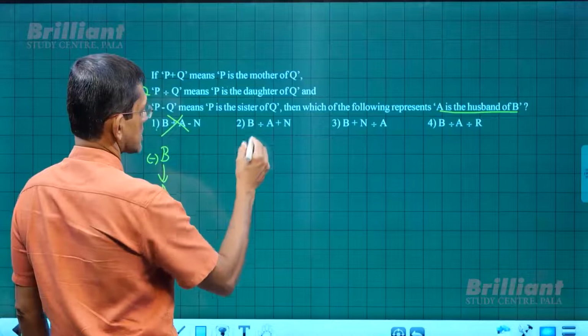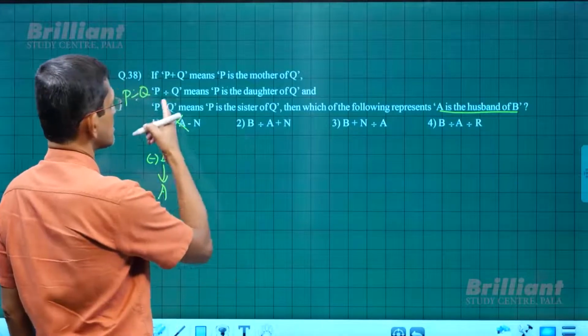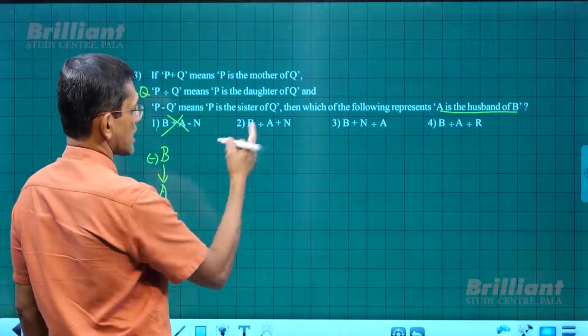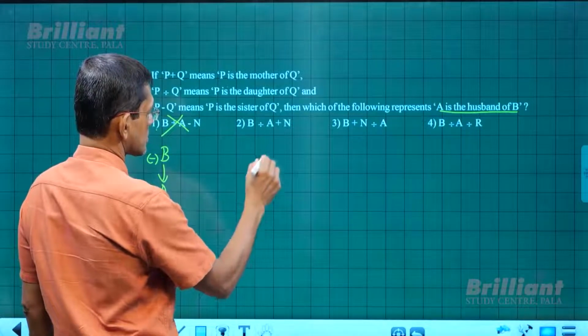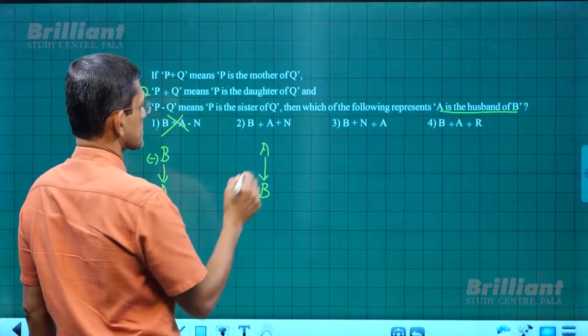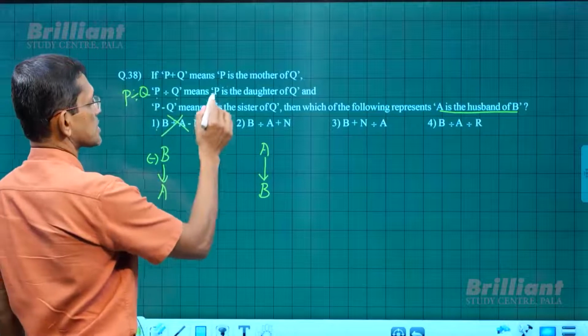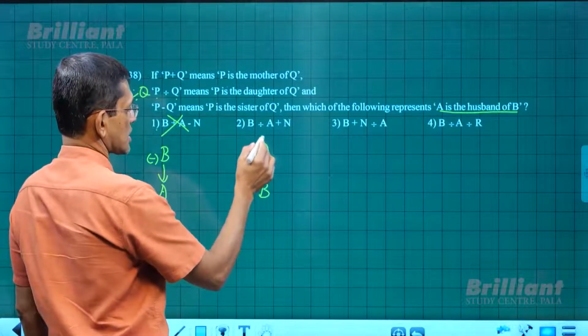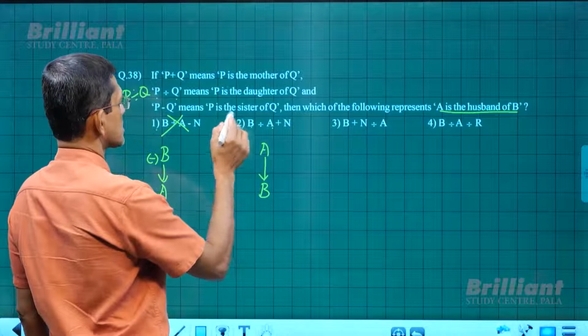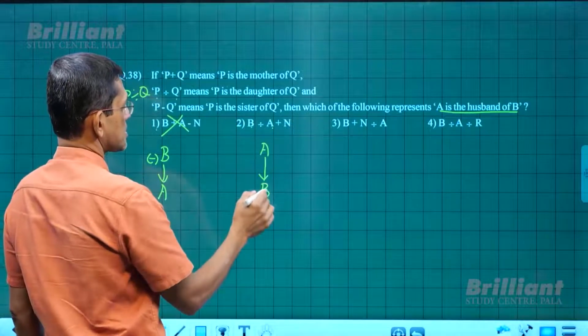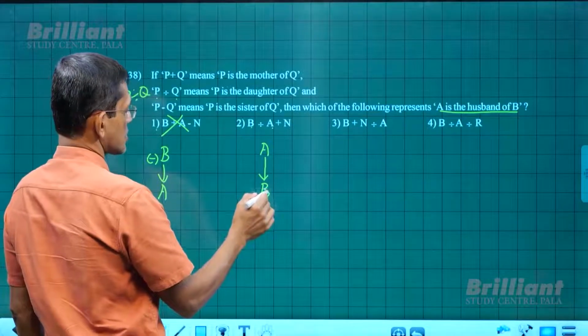Second one, B divided by A. So B divided by A means B is the daughter of A. So B is the daughter of A. So P divided by Q means P is the daughter of Q. So then B divided by A means the first one, B must be the daughter of A.